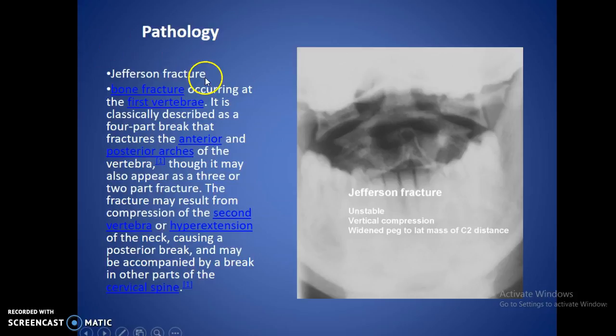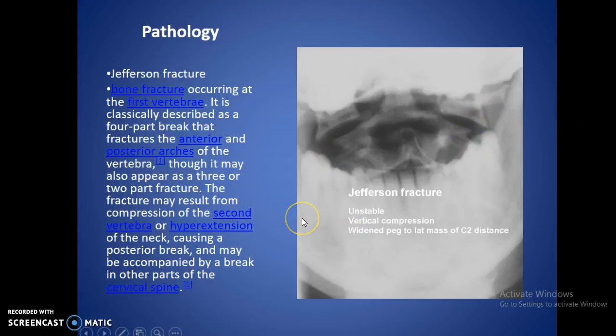Jefferson fracture is a bone fracture occurring at the first vertebra, classically described as a 4-part break. It fractures the anterior and posterior arches of the vertebra. They also appear as a 2 or 3-part fracture as well. So with this one, what you'll see is that the edges of the vertebral body will not be lined up. You can see the edge of this vertebral body or lateral mass is not lined up here with this portion out here. So it looks like it's on both sides that it's not lining up.